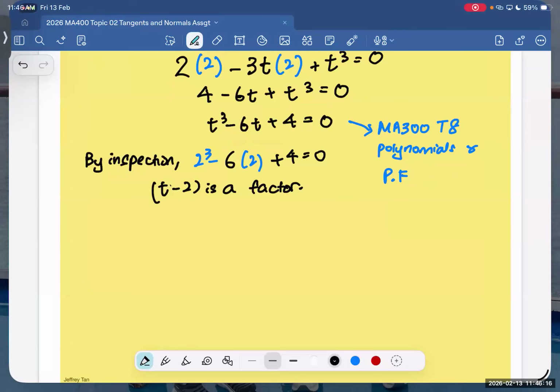What do I do after that? After I found this, what's my next step? Anyone can guide me? Long division. Quadratic formula. Before quadratic formula, how do I find the rest of the coefficients?